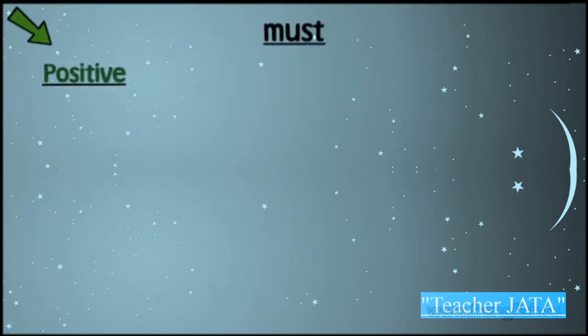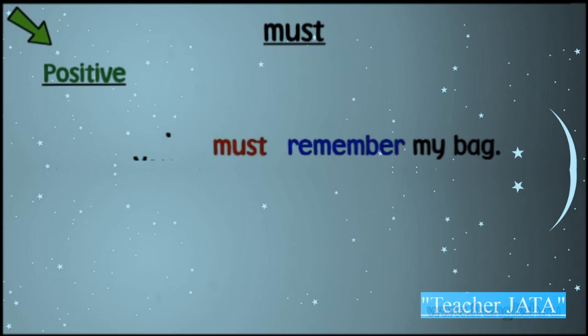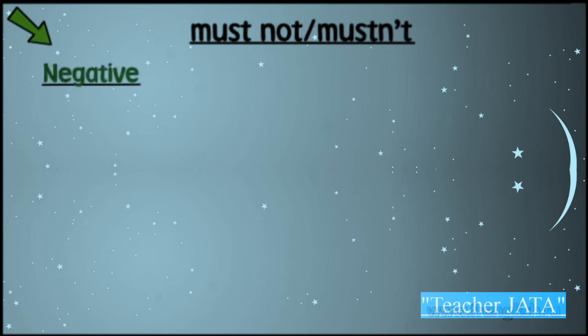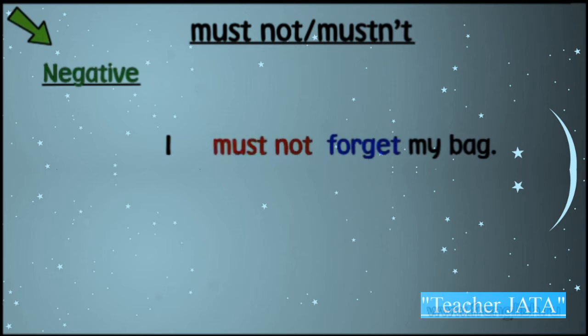We form positive sentences with must like this. The form is the same for all subjects. We form negative sentences with must not like this. The form is the same for all subjects. We often use the short form of must not, mustn't.